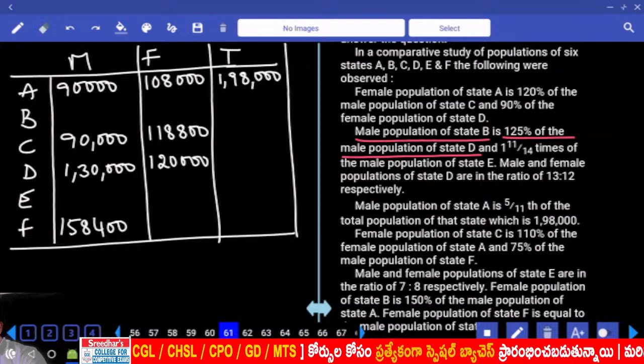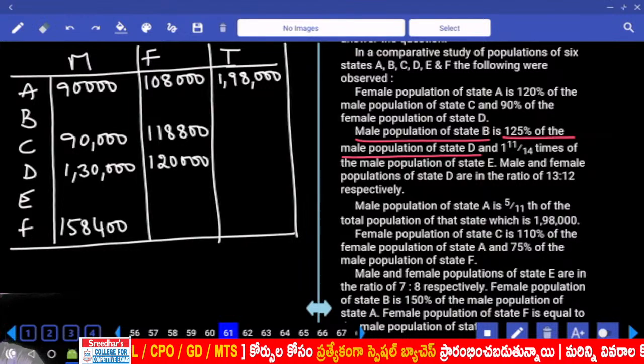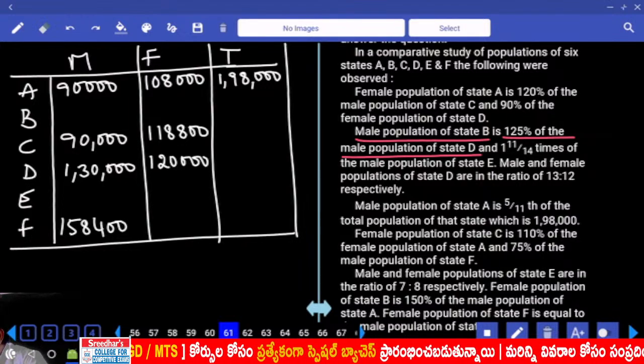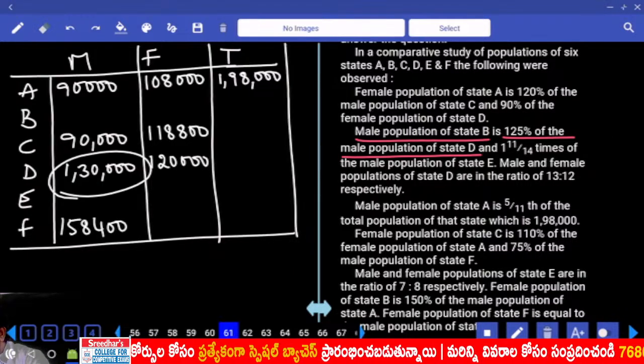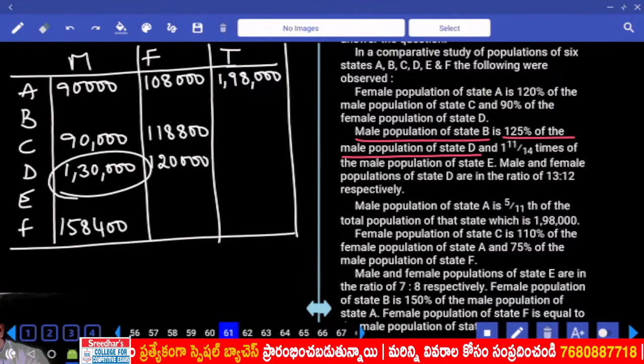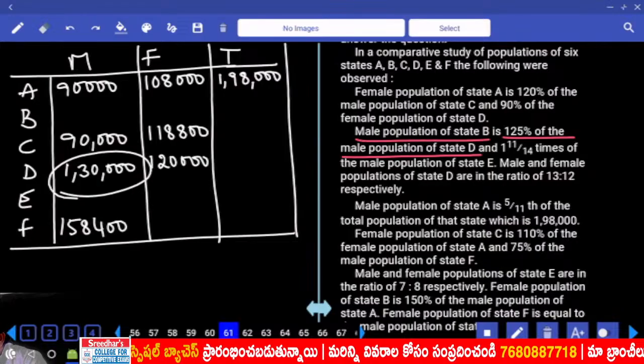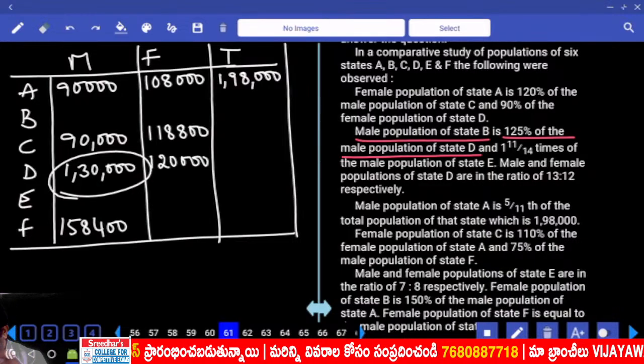Now go back. Male in state B is 125% of male in state D. If it is 125%, we have to add 25%. Half and half only. What is half? 65,000. Again half, 32,500. You add 32,500.